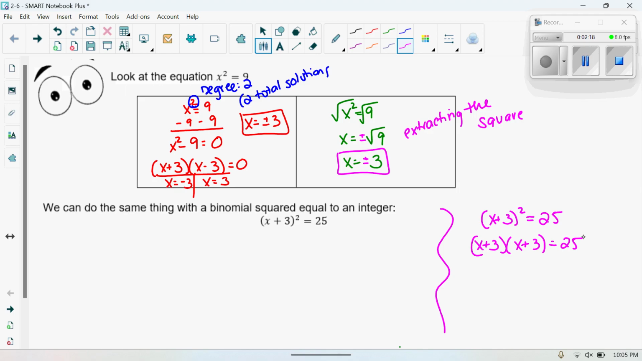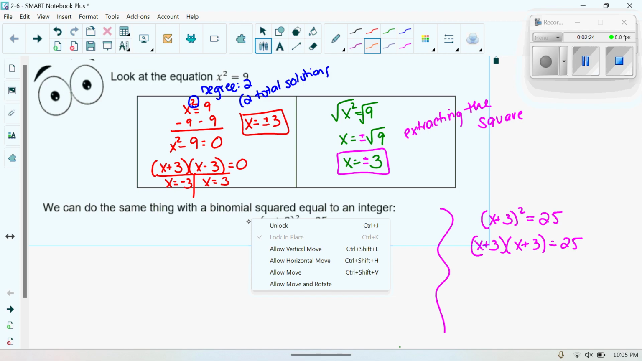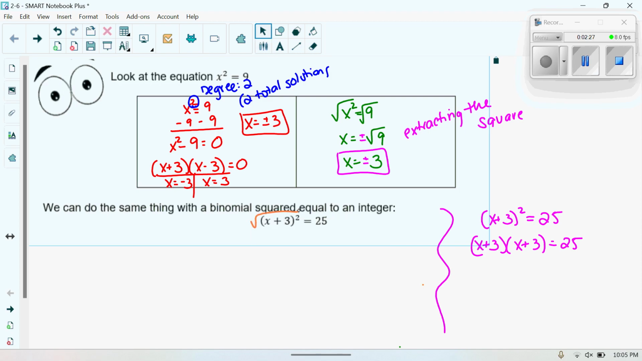So there'd be a lot of steps to do here. But I can apply a similar procedure to extracting the square. I can undo this squared by square rooting it. So I'm going to square root this side, and I'm going to get x plus 3. But whatever I do to one side of an equation, I have to do to the other. So I'm going to square root this side as well. So it's equal to plus and minus the square root of 25. In this case, the square root of 25 can be square rooted. It is a perfect square. So I get x plus 3 equals plus and minus 5.